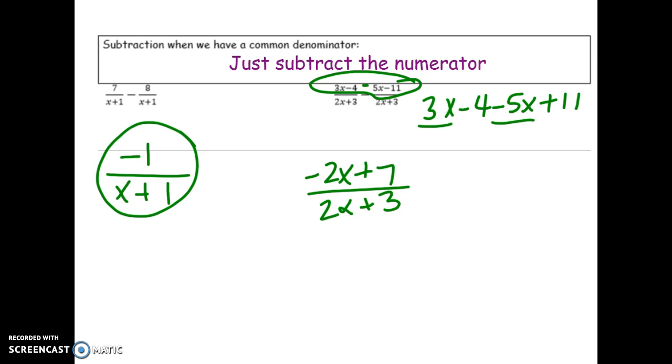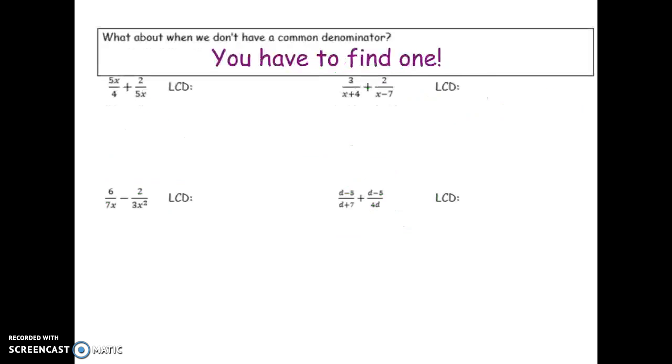Okay, again, there's not a 2 in everything, there's not an x in everything, so I can't factor or reduce anything down. So that's my answer. So far, not so bad. But what happens when I don't have a common denominator? You have to find one.